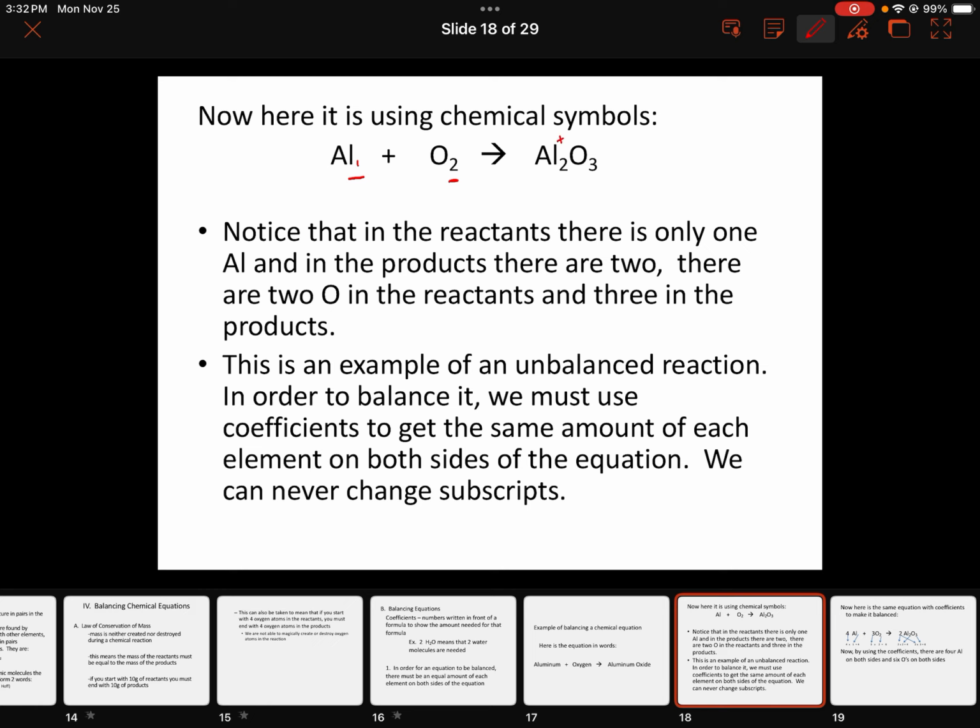And then notice here, we do our crisscross. And so now notice, I start with 1 aluminum, and I ended with 2. I started with 2 oxygen, and I ended with 3. So this would be where we're saying, this is not balanced. We have to get this balanced. We have to be able to show that we start with the same amount of aluminum, end with the same amount, start with the same amount of oxygen, and end with the same amount.